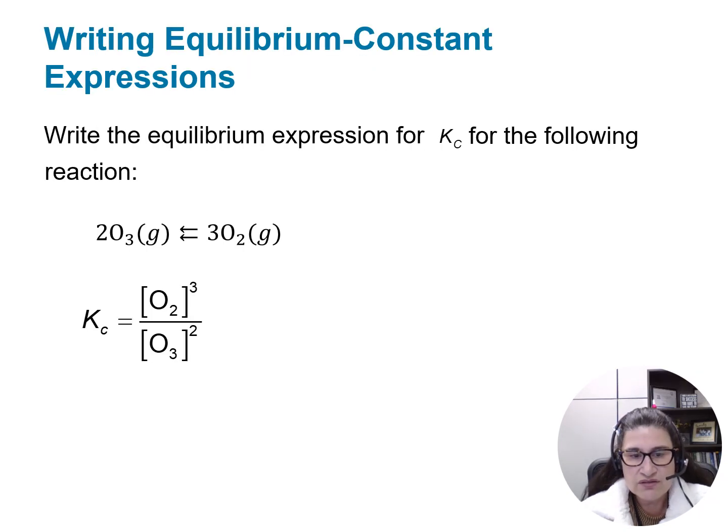All right, if this is my expression, this should be a reversible arrow, not just a backwards arrow, then we would have products O2 cubed over reactants O3 squared.